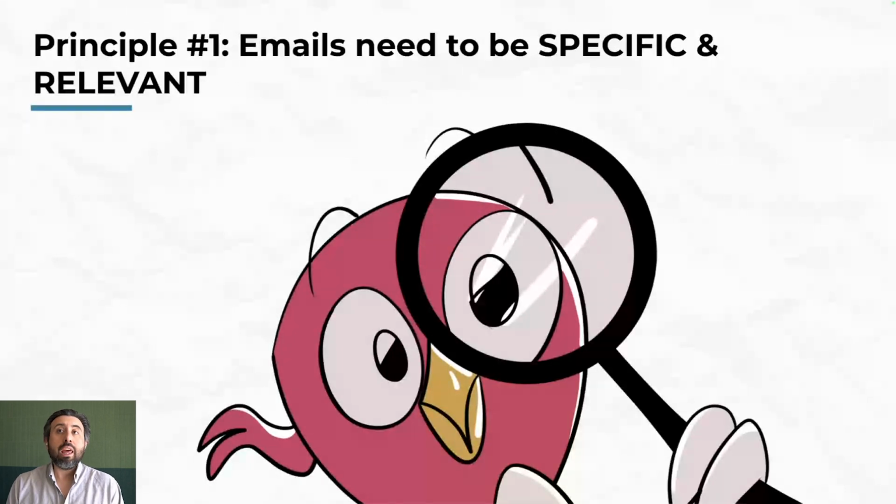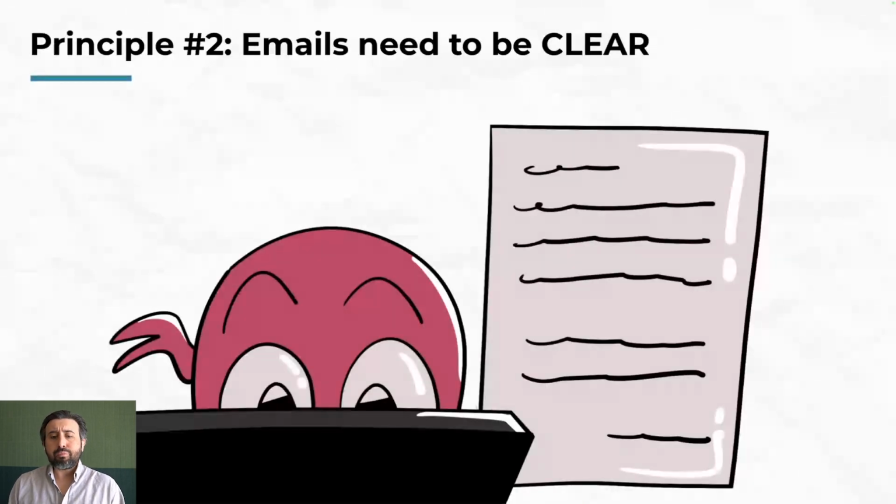Principle number 2 is that emails need to be clear. So many times we have the right offer. We spent a ton of time on that. We've tested it. It works. We know that. But then when it comes to an email, we somehow disguise it.